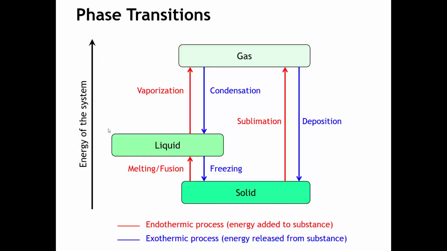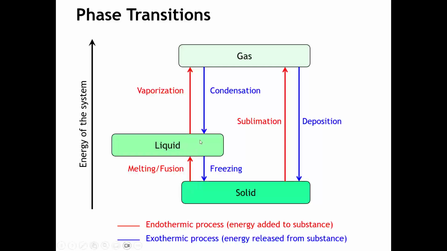This diagram shows the vocabulary associated with phase transitions, as well as the relative energies of phase transitions. So if we start with something as a solid, perhaps water is the best example to keep in mind. If we add heat, we can transform the solid ice into liquid water. We call that melting or fusion. We've got a red arrow here because that is an endothermic process. We have to add heat to the water to drive this transition.